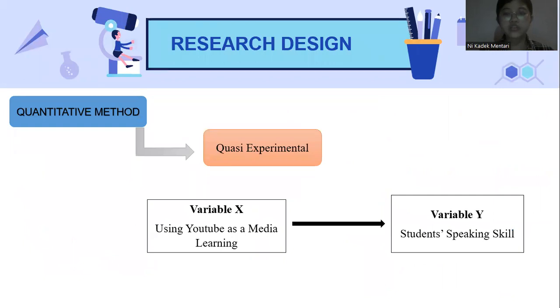All right, everyone. I would like to explain one by one, starting with the research design. The design of this study uses a quantitative method, especially quasi-experimental research that contains treatments. This research uses a pre-test and a post-test, and the study consists of two variables. The independent variable is X, namely the use of YouTube as a learning media, and the dependent variable is Y, namely student speaking skill, especially in the era of the Industrial Revolution 4.0.